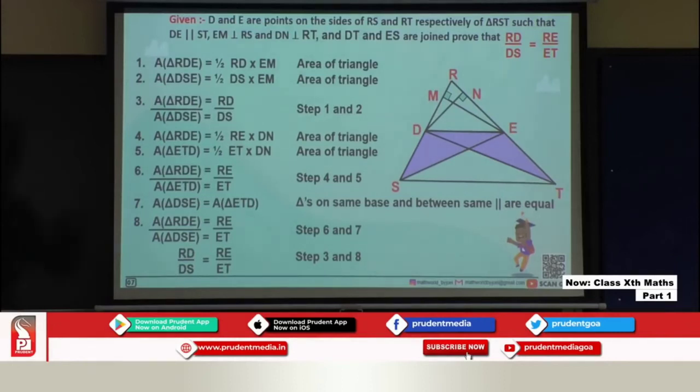Then again I go back to the head, the big triangle, and then the other side of the triangle, right? So that will be my next step. So step 4 and 5 will be over there. Step 6 is nothing but division of those two steps. This 7th step is a completely different concept over there.